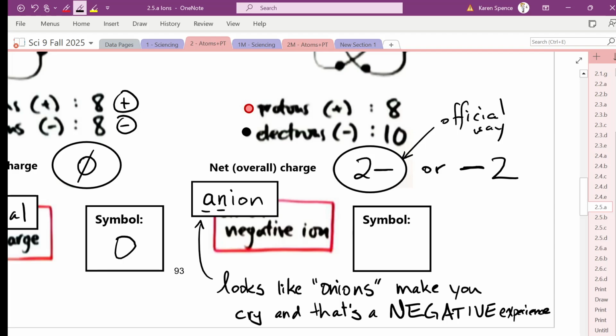So we have cations and we have anions. What is the symbol for this going to be? O. And what is our charge there? Negative 2. So we can either write it as O2 minus or O minus 2. The 2 minus is the official way of doing it.